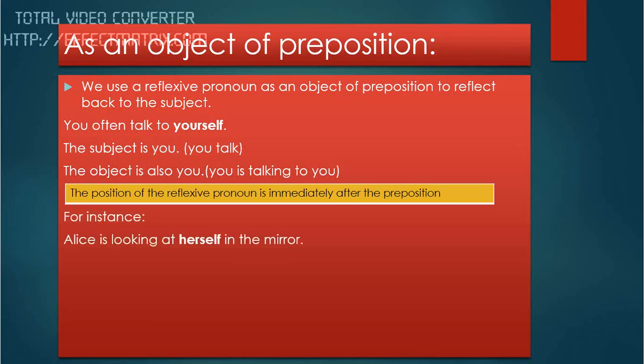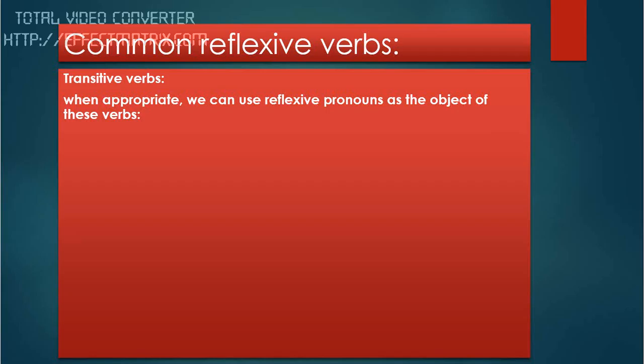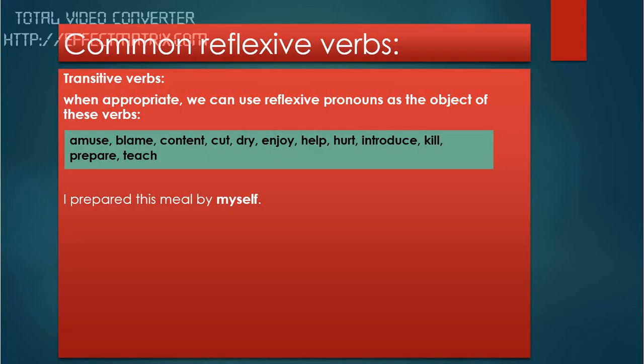For example, Alice is looking at herself in the mirror. Here the preposition is at and then we have a reflexive pronoun. So here are some common reflexive verbs. Transitive verbs: when appropriate, we can use reflexive pronouns as the object of these verbs. Amuse, blame, content, cut, drive, enjoy, help, hurt, introduce, kill, prepare, teach. There are many other verbs, but these are very common verbs where we use reflexive pronouns.